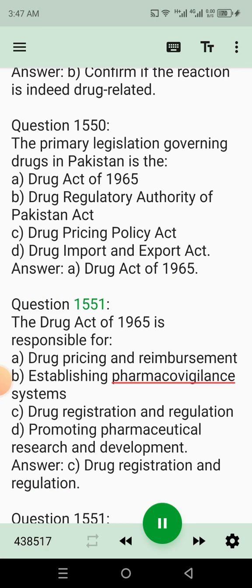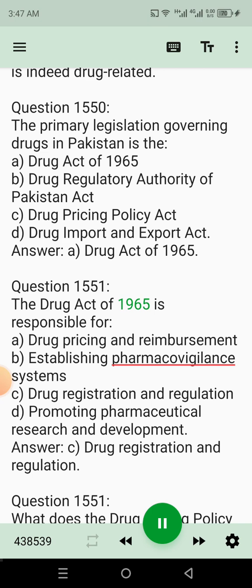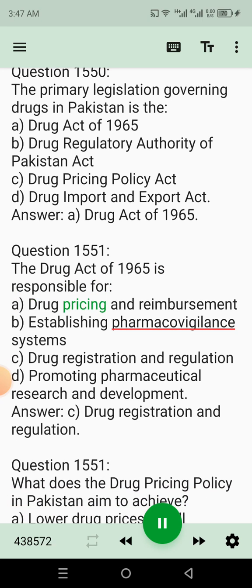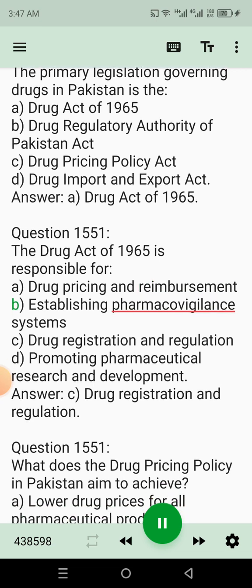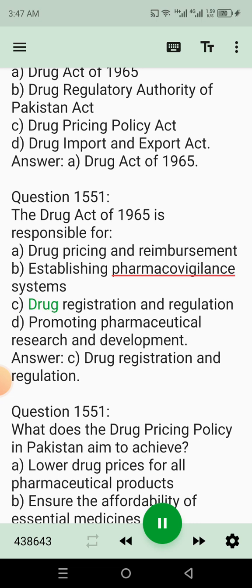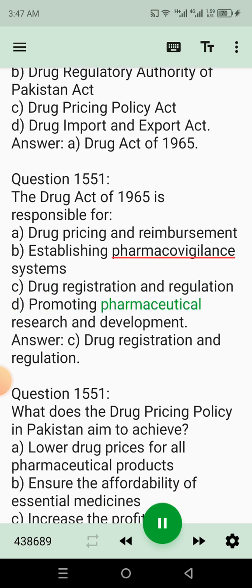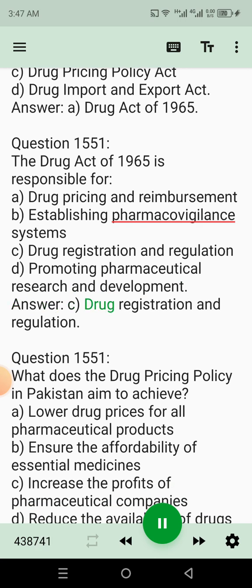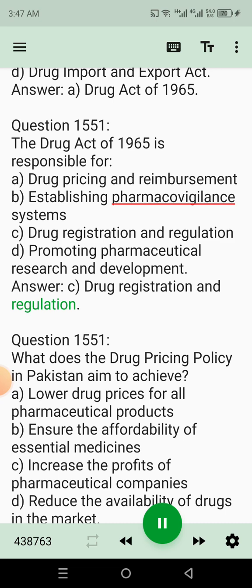Question 1551. The Drug Act of 1965 is responsible for A. Drug pricing and reimbursement. B. Establishing pharmacovigilance systems. C. Drug registration and regulation. D. Promoting pharmaceutical research and development. Answer: C. Drug registration and regulation.